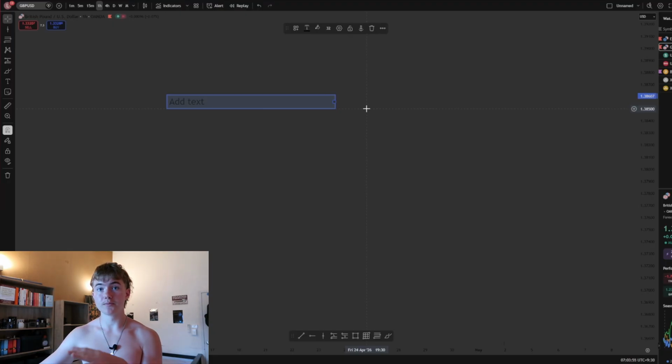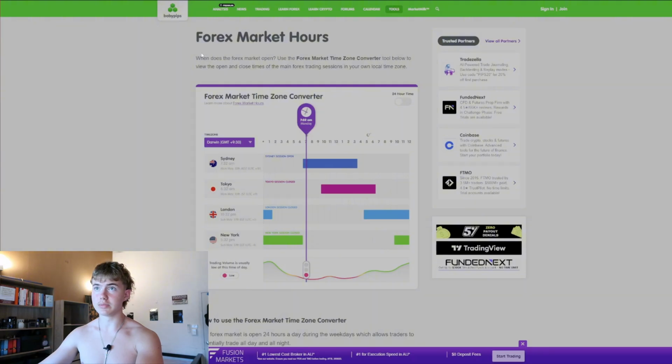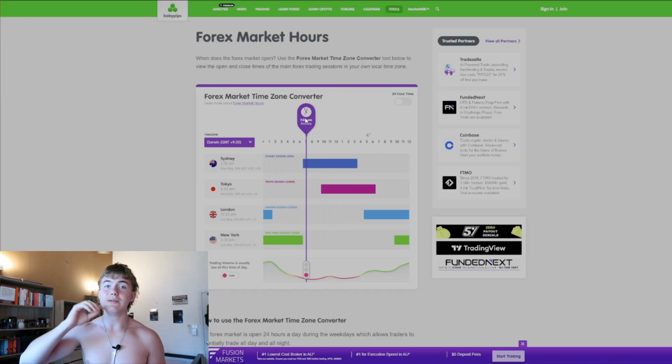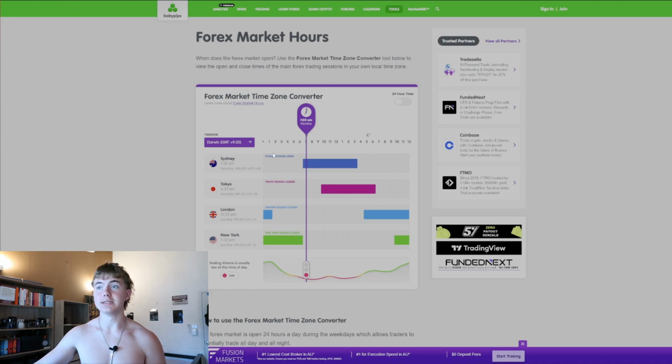So go on Babypips, Forex market hours. And then one thing you have to remember, when daylight saving times come out, these change. So a couple months, last month, I was trading at 5:30 p.m. because daylight savings changed it.